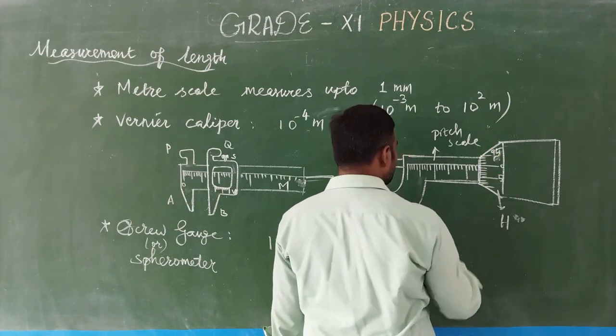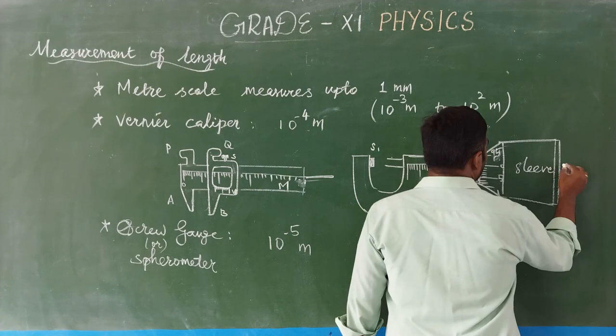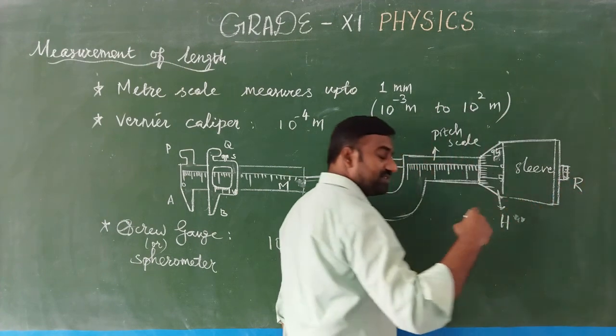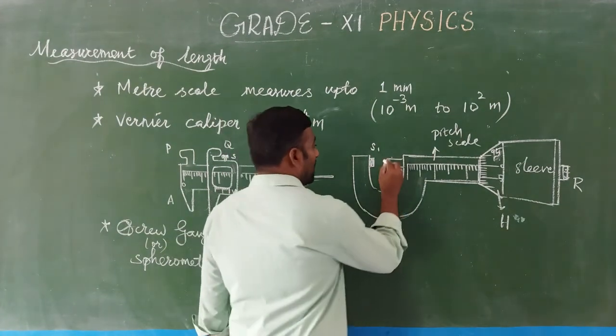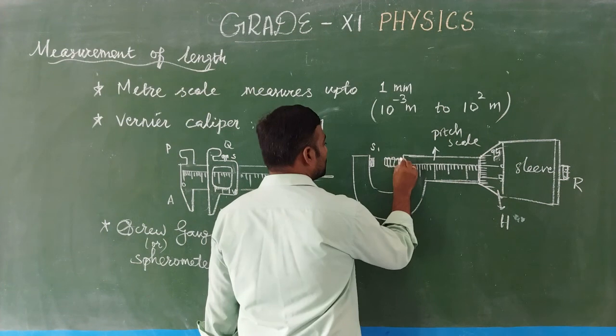This is called a head scale. And this is a sleeve. The sleeve has a ratchet arrangement. The ratchet arrangement is to avoid overscrewing. And this movable screw also has grooves.